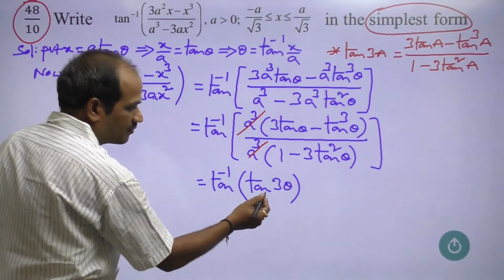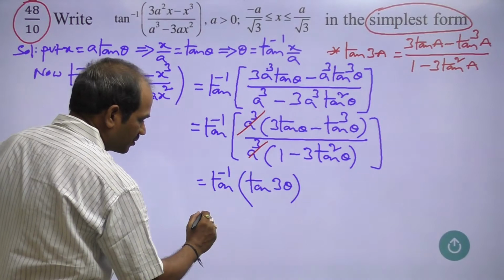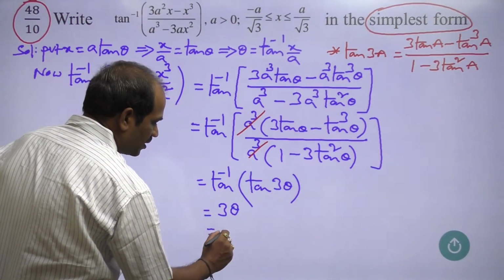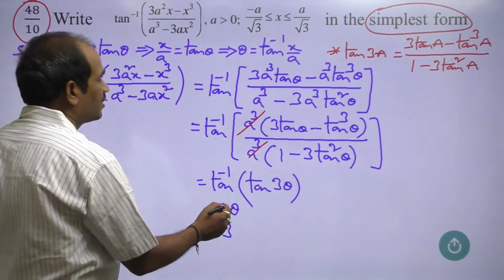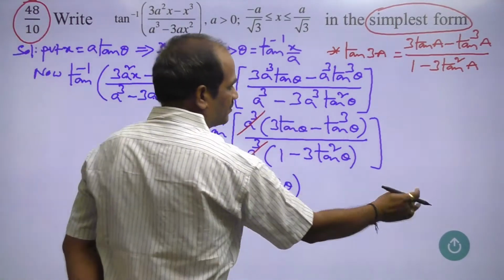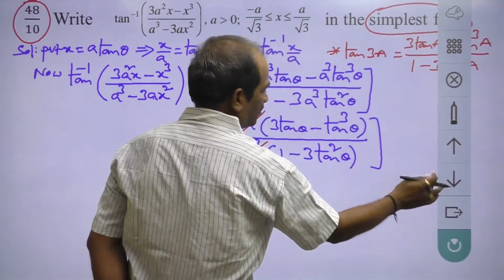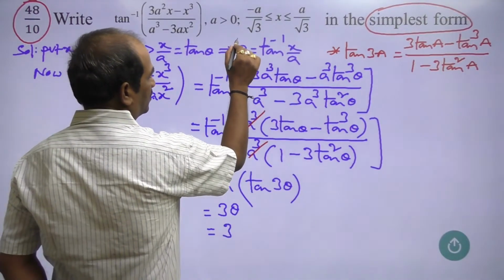See here, tan inverse of tan theta is theta. So that is equal to 3 theta. So that is equal to 3 into theta. Here, this is the theta value.